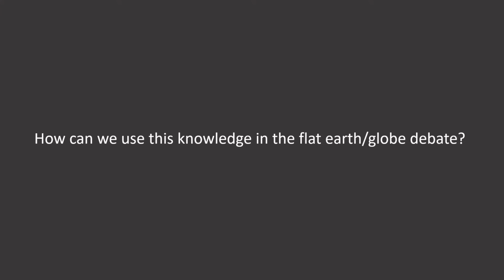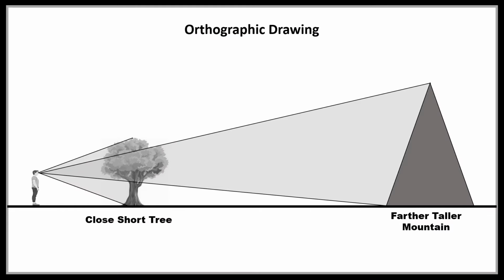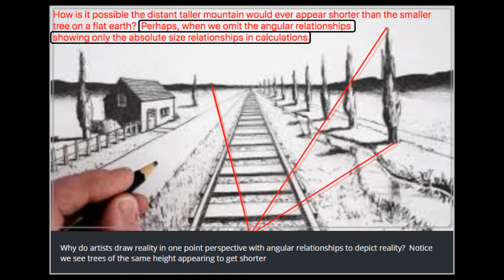So how can we use this knowledge in the flat earth globe debate? I used this example in my original video, which was a question posed by a flat earther. How is it possible the distant taller mountain would ever appear shorter than the smaller tree on a flat earth? Now this drawing showing angular relationships shows how it could be possible. But he continued with, perhaps when we omit the angular relationships showing only the absolute size relationships in calculations.